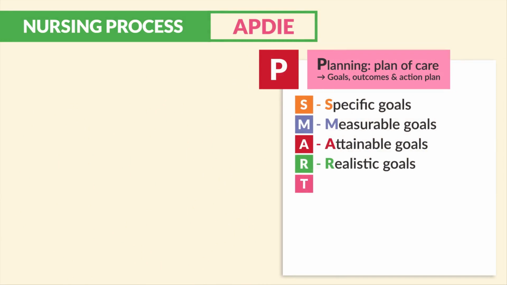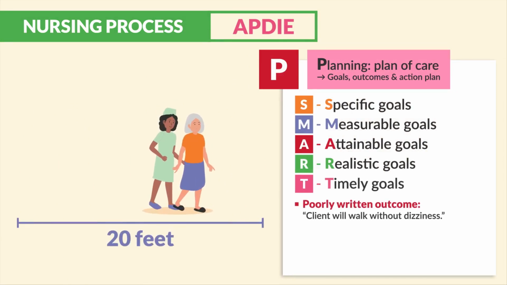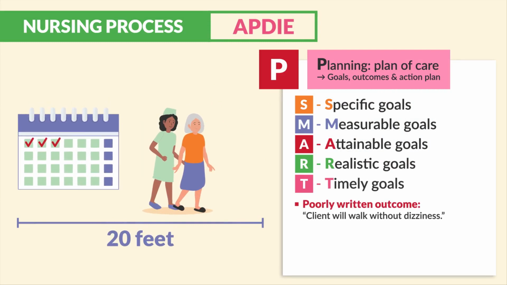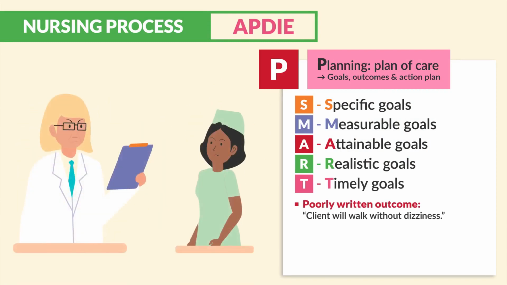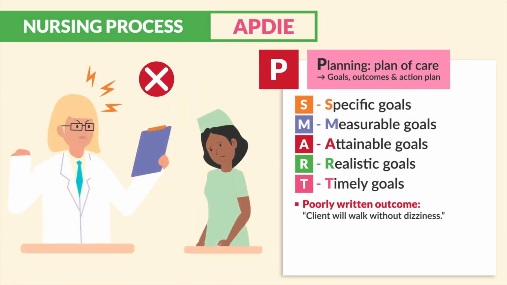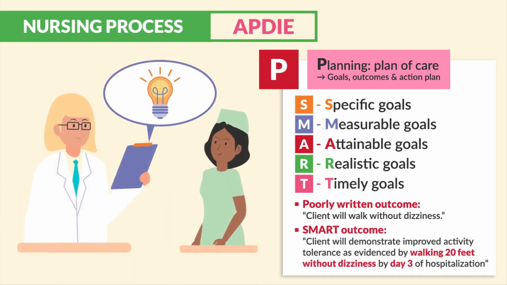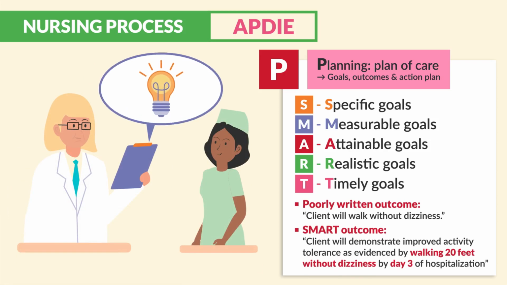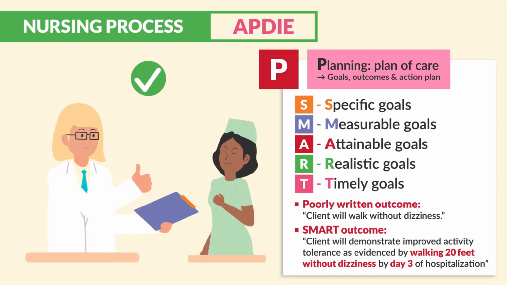And lastly, T is for timely goals. The client will walk 20 feet without getting dizzy by day 3. Now, for example, a poorly written outcome is a client will walk without dizziness. You see, this is not specific, it's not objective or measurable. With no clear timeline, this outcome or goal basically stinks. So a SMART outcome is the client will demonstrate improved activity and tolerance as evidenced by walking 20 feet without dizziness by day 3 of hospitalization. You see how all the measurable and attainable and realistic timely goals are wrapped into one here.